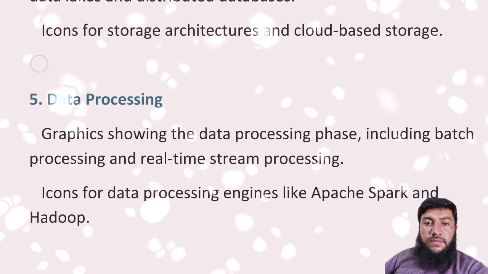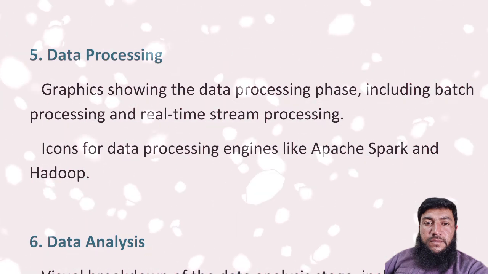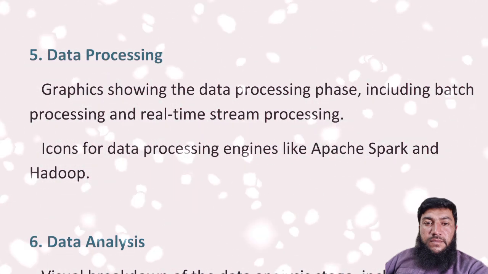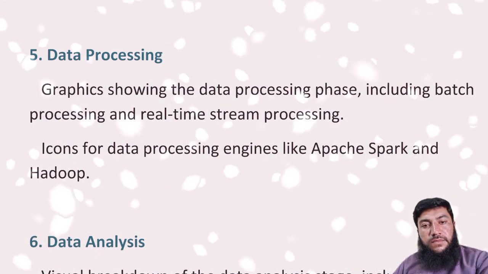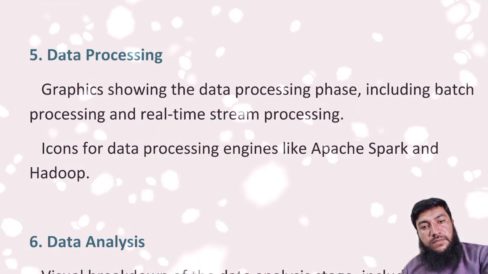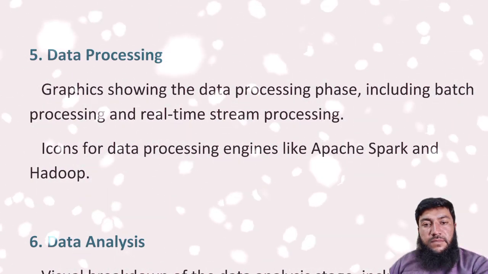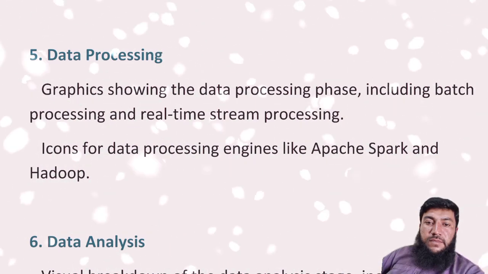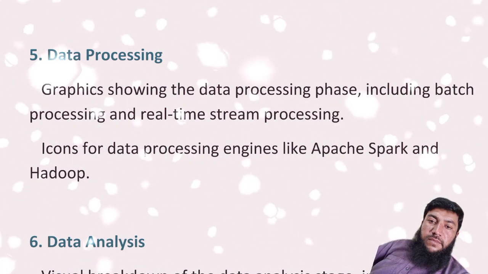Number 5. The data processing. Graphics showing the data processing phase, including batch processing and real-time stream processing. Icons for data processing engines like Apache Spark and Hadoop.